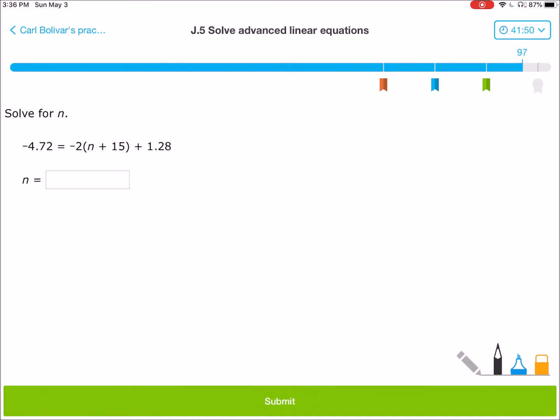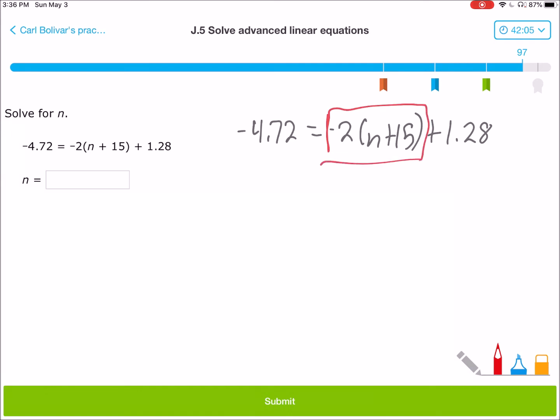Alright, I'm guessing that you solved it. This is negative 4.72 is equal to negative 2 times n plus 15 plus 1.28. Now what I would do first is I try to distribute here. So when I multiply each term by negative 2, I will get negative 4.72 is equal to negative 2n minus 30 plus 1.28.